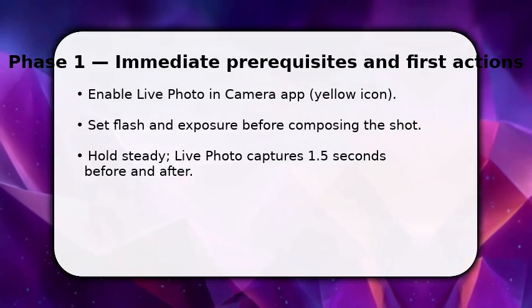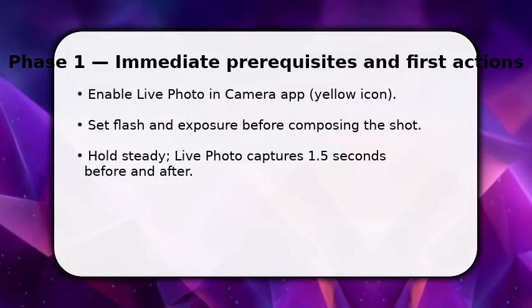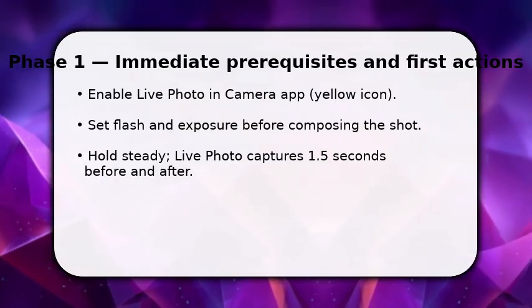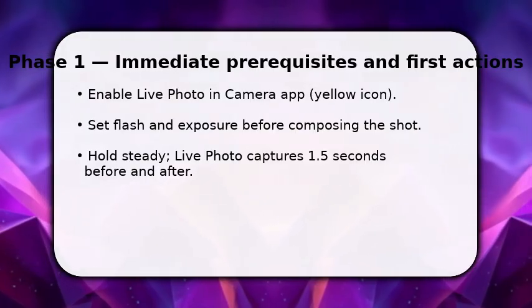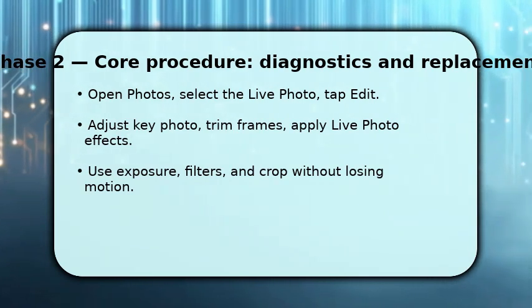Once done, hold the iPhone 11 steady and press the shutter. The phone records a short clip plus the still. Make sure there's space on your device and avoid sudden camera moves because live photo blends the frames into a smooth preview. After capturing, open Photos and select the live photo to inspect motion.